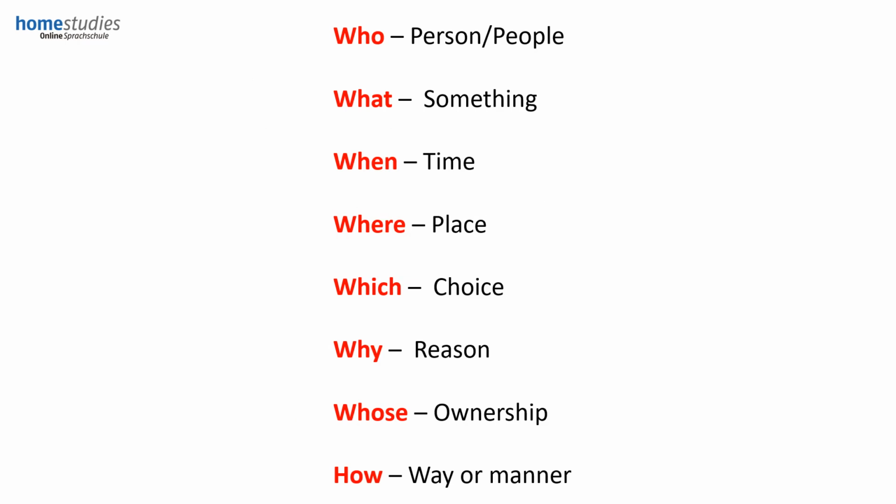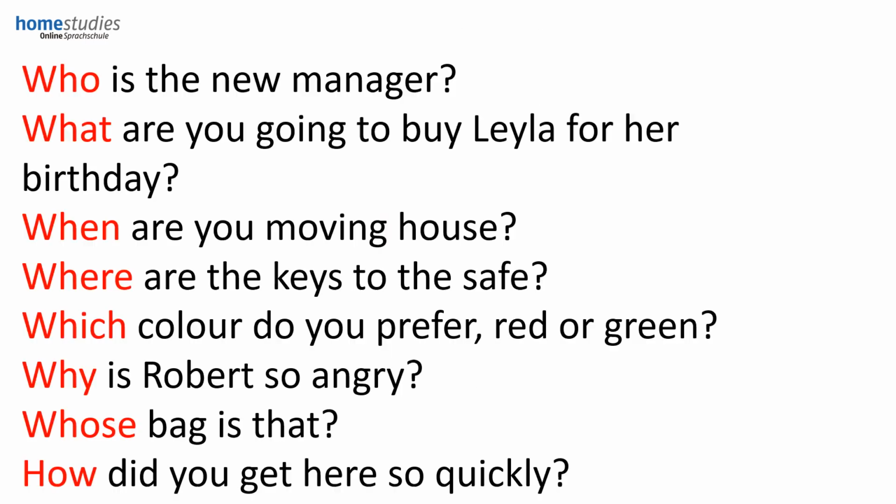WH question words. Who, person or people. What, something. When, time. Where, place. Which, choice. Why, reason. Whose, ownership. How, way or manner. Let's have a look at some examples.